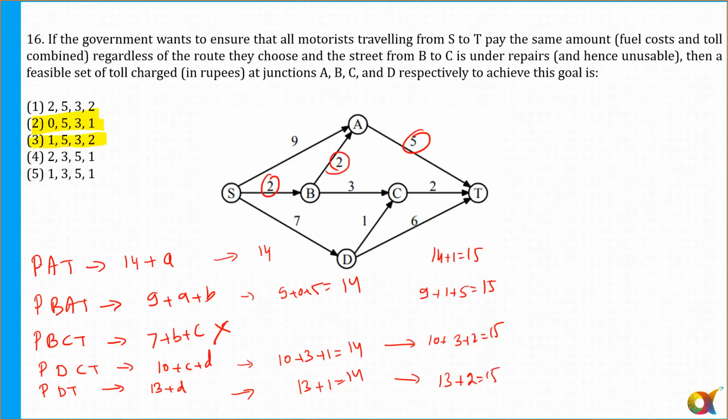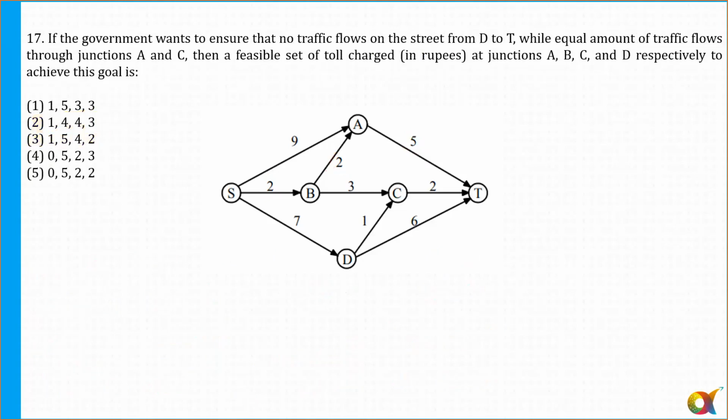Anyone who has marked the answer as option 2 or option 3 has got it right. Is that clear to all of you? Can I move to the next question? So 16 and 17 both are correct. Now let me write down the values first of all.